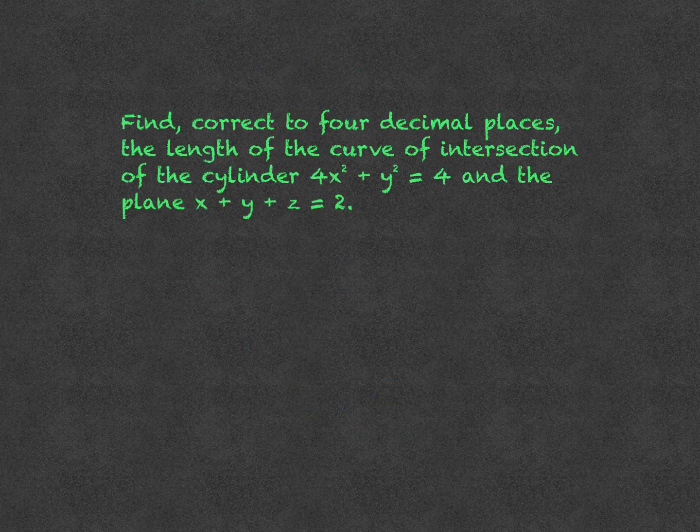Before we move to the next topic, you have a problem that looks like this. It says find, correct to 4 decimal places, the length of the curve of the intersection of the cylinder and the plane. So you have to note that this first equation that you're given, the cylinder here, is elliptical. So when you do this, you have to set your parameters. The way this works is x squared and y squared always make sine and cosine. So when you see this, we're going to let x equal cosine of t, and y equals the square root of 4, which is 2 sine of t.